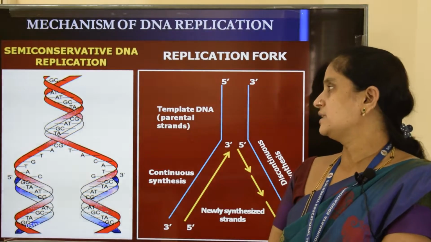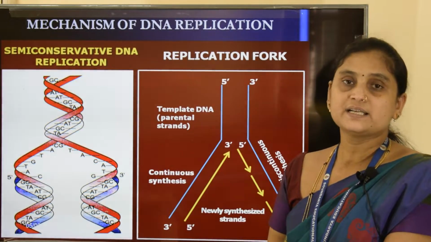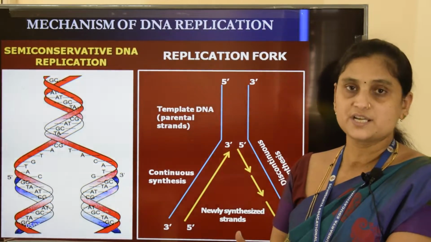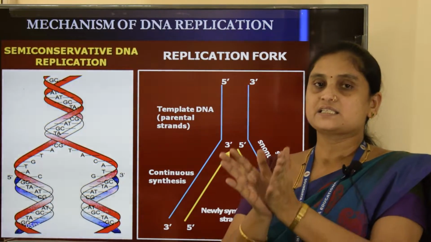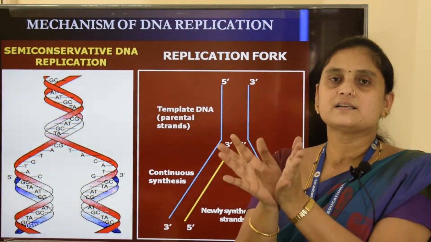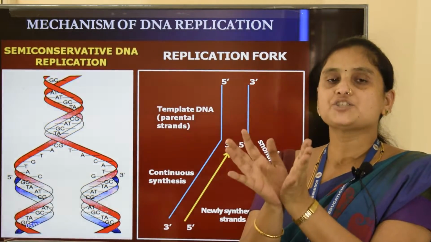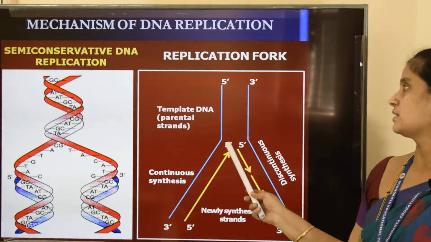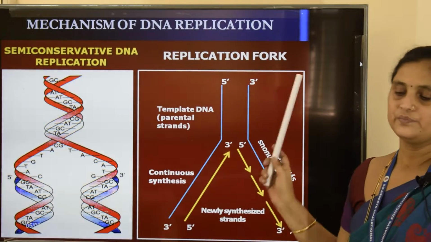fork. So here, as soon as the unwindases or the helicases enzymes bind to the origin of replication region, the two strands of the DNA start unwinding. As they start unwinding, they result in the formation of a Y-shaped structure. That Y-shaped structure is nothing but the replication fork.